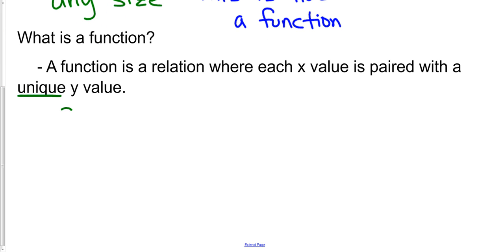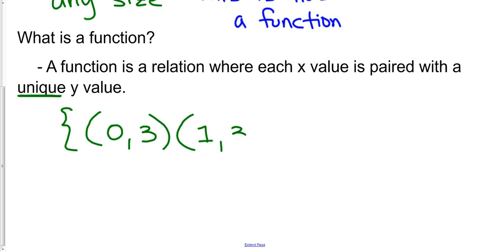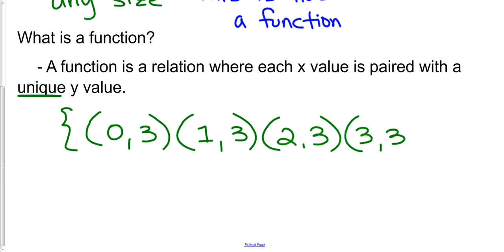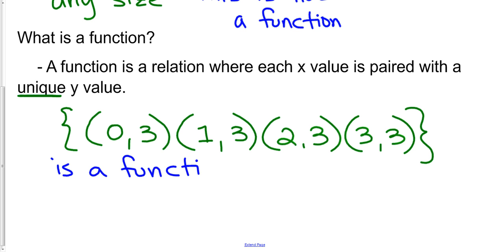So for example, you could have a function that looks like this. So this is a function. It is a function because there are no repeated x values. Okay? Each x value has only one y value that it's connected to. The y's can repeat. Every x value can go to the same y value. That's okay. But the x values cannot repeat.